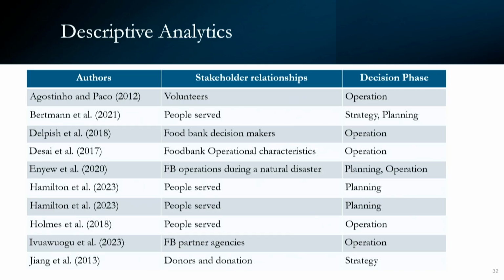Descriptive analytics studies usually use large data sets to describe relationships, discover patterns, and identify trends. Such relationships exist among supply chain stakeholders, including the donors, the volunteers, partner agencies, and the people they serve. So we categorized the papers by the relationship they have with their stakeholders, and also into one of the 3 decision phases Erin mentioned earlier.